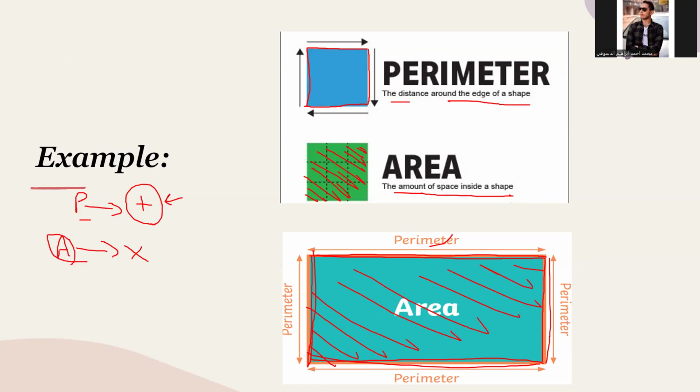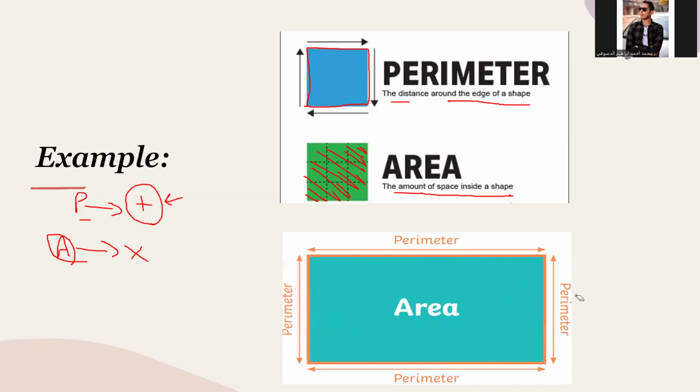But if you want to get the area, you get the area by multiplication. How? If you take this side, let's erase this. If you want to get the area, you have to multiply this side by this side. Okay, and we will do a lot of examples in the next slides. But just remember, if you want the perimeter, we add all the sides together. But if you want the area, we multiply.